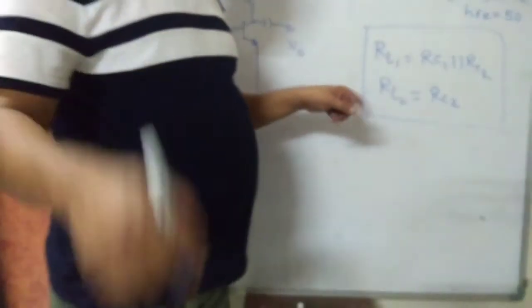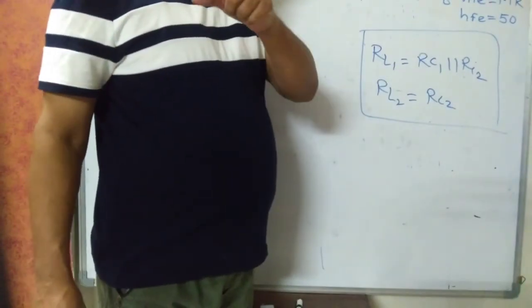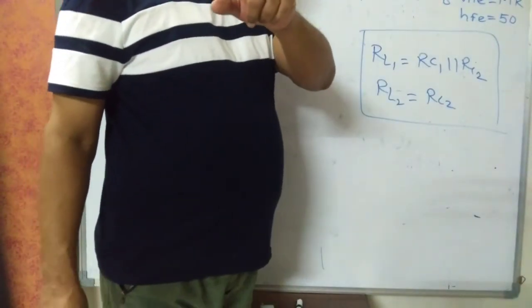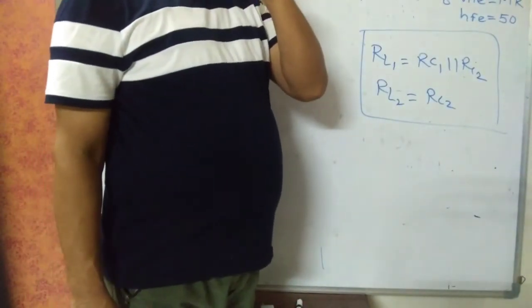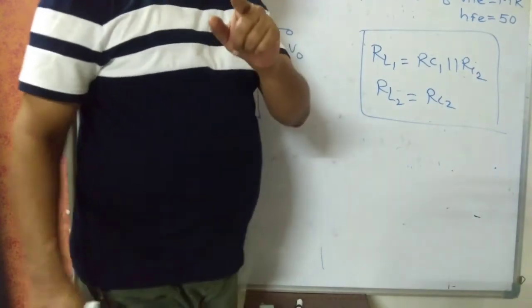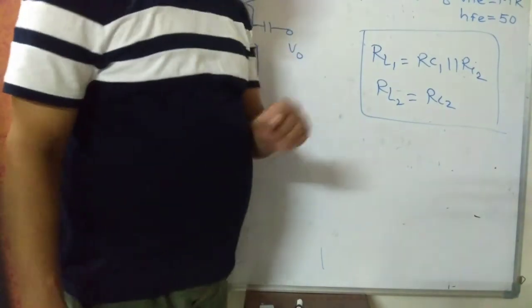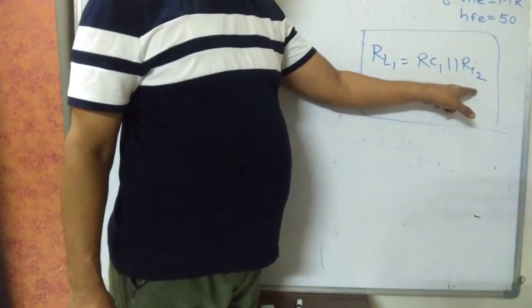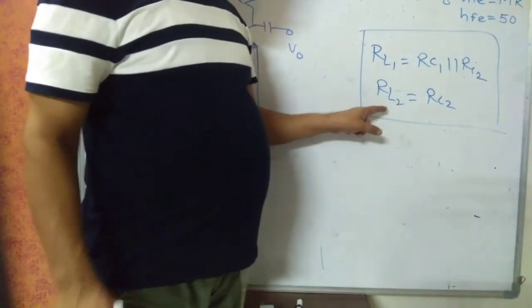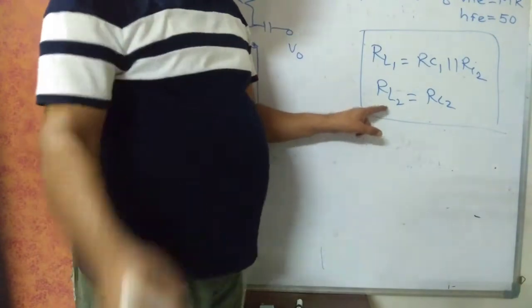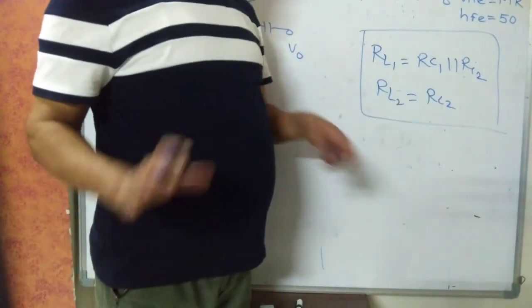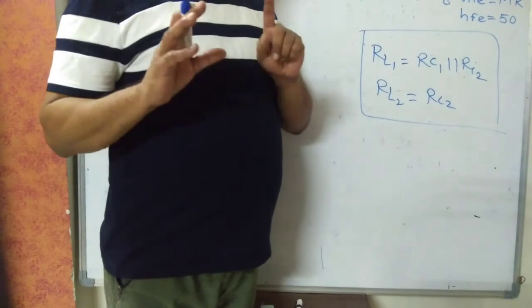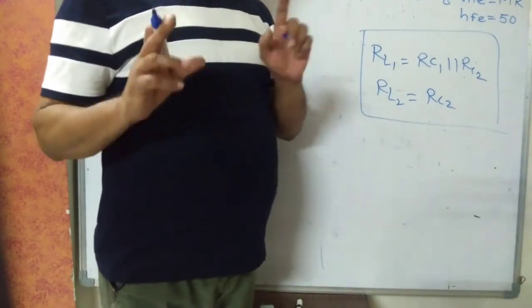So one thing I forgot to mention, RL1, you see formula number 6, AV1 is AI1 into RL1 upon RI1, where RL1 will be RC1 parallel with RI2, right? And AV2 is AI2 into RL2 upon RI2, where RL2 will be RC2. So the numerical will involve both the stages, first stage and second stage common emitter.